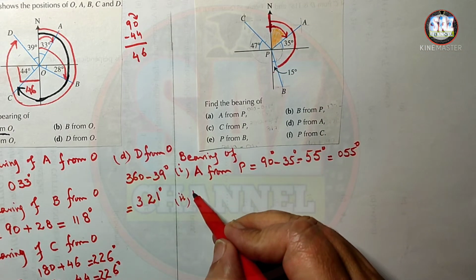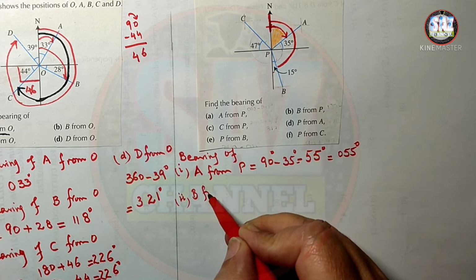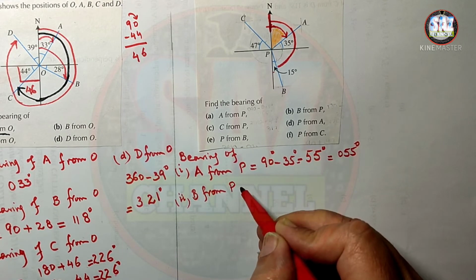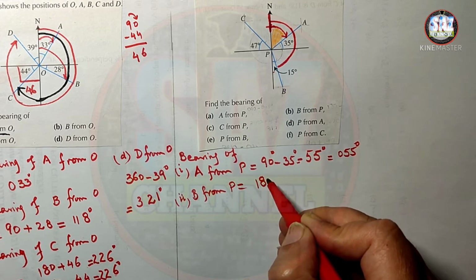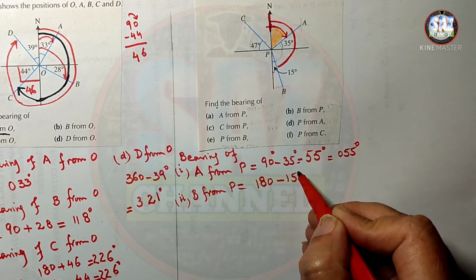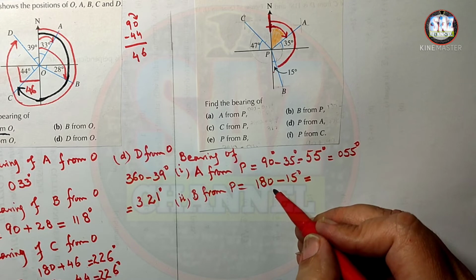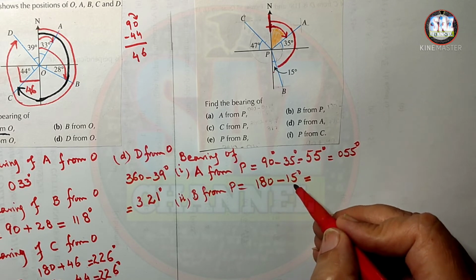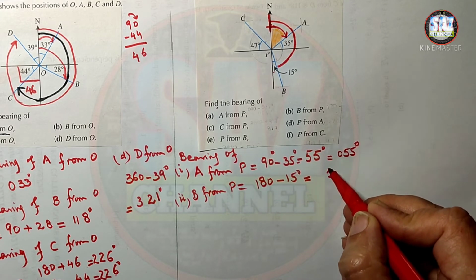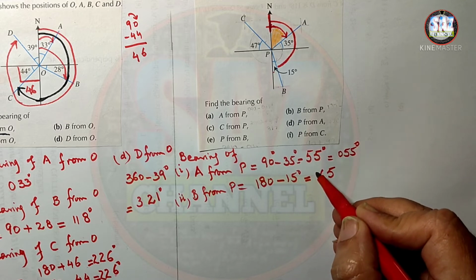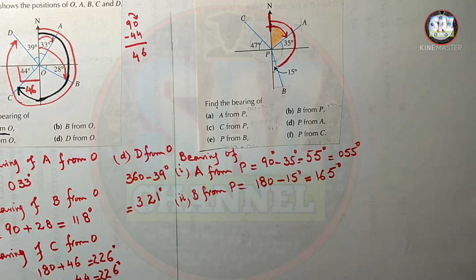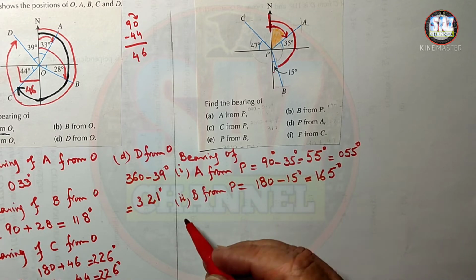So the bearing of B from P will be 180 degrees minus 15 degrees. At this stage, the calculations have to be really strong. 10 minus 5 is 5, 7 minus 1 is 6, so 165 degrees. Let me confirm the calculation: 180 minus 15 is 165 degrees. Moving to the third part, bearing of C from P.